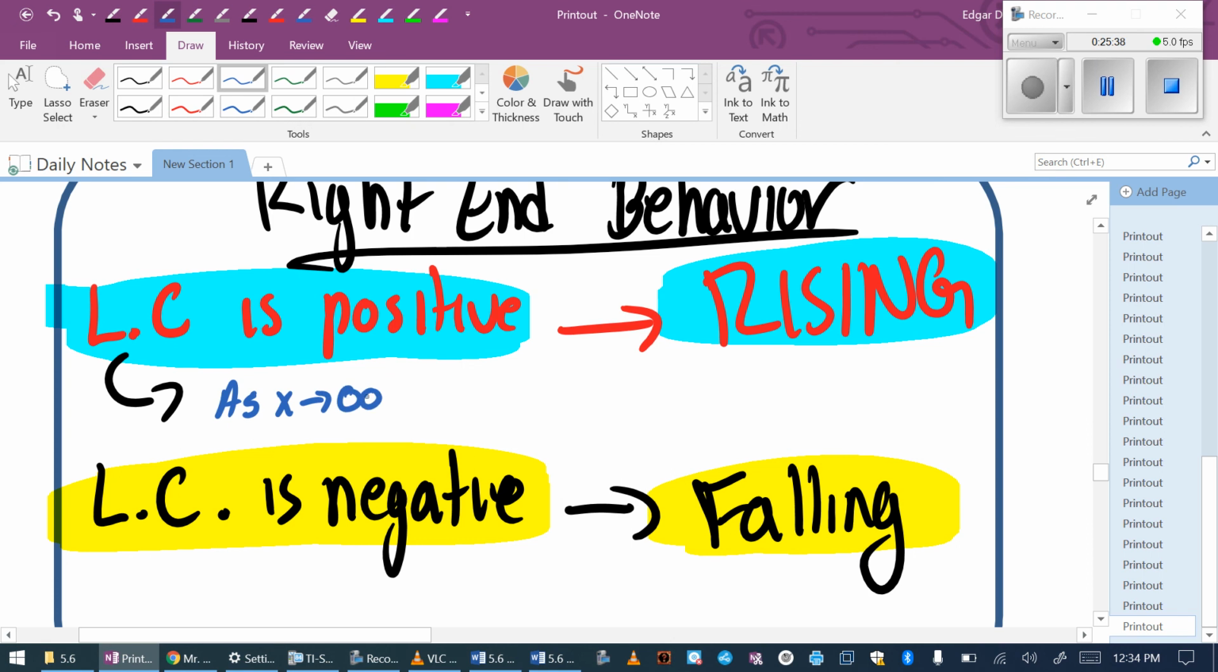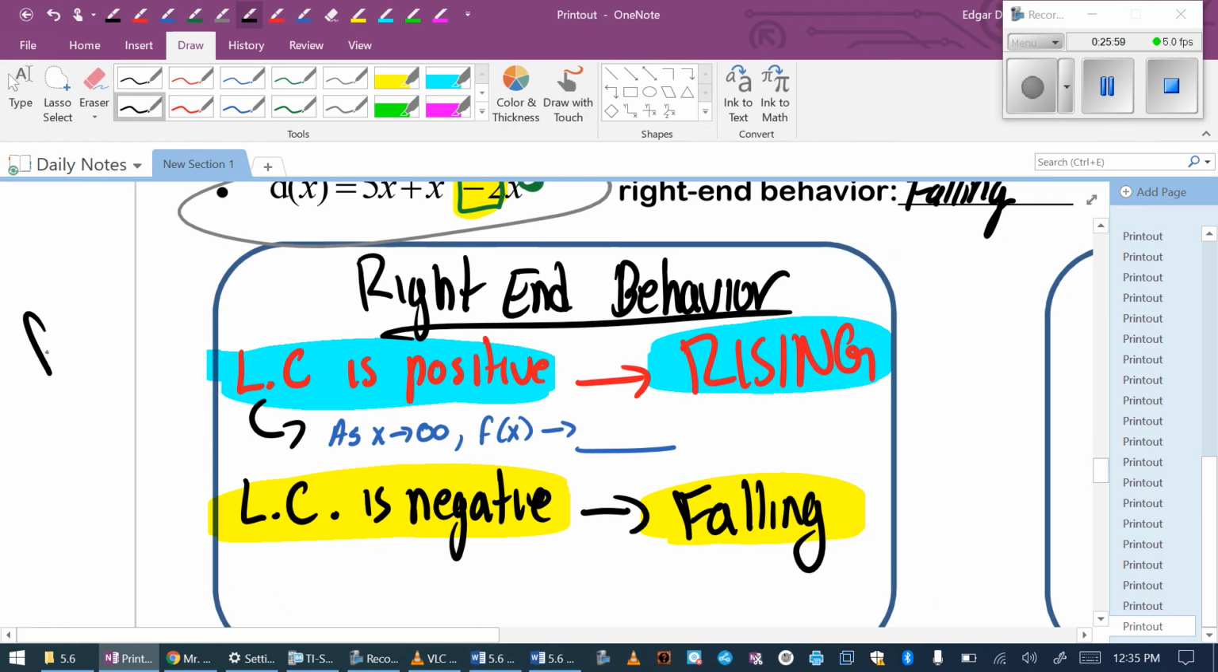So as all the x's, guys, remember x runs left to right. As all the x's go towards the right, towards positive infinity, what are the f of x's doing? As x goes to infinity, the f of x's are going where? Remember, guys, I've taught you this multiple times. F of x equals y. So what are the y's doing? In other words, guys, what's the up and down doing?